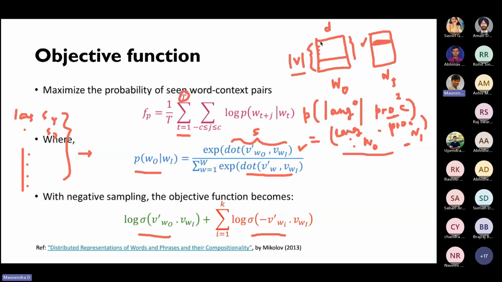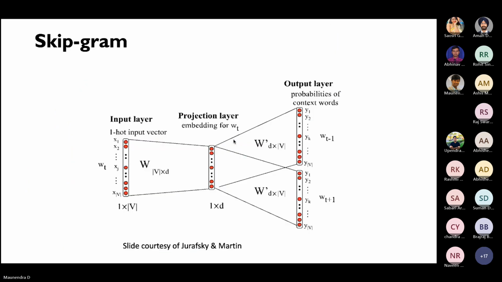Now we get a single vector of dimension V, where the entry in each dimension is nothing but the score for that, the dot product. And these dot products we finally pass through a softmax layer to convert them to probabilities. Okay.